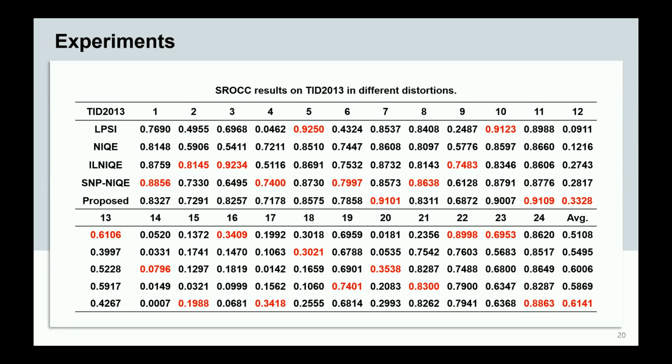LPSI, NIQE, SMP-NIQE, and the proposed method all have 6 results in red. Among them, the proposed method has the highest average score at 0.6. Besides, the results of the proposed method are competitive on TID 2013 for both common and uncommon distortion types.